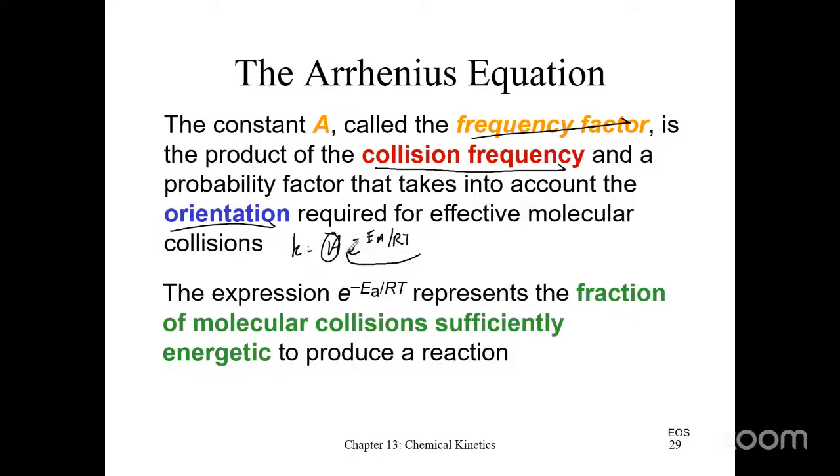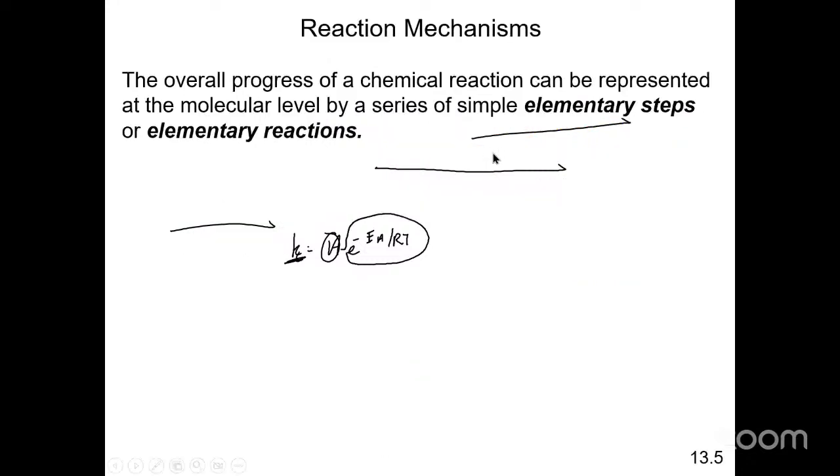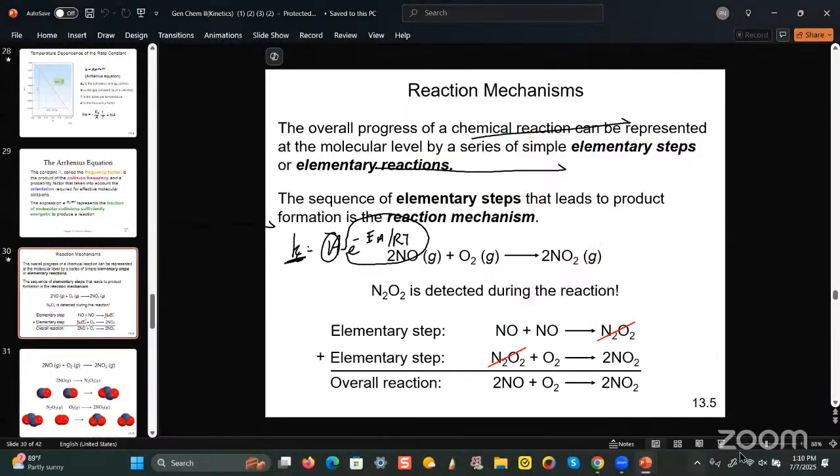The other part of this equation shows you the fraction of molecules that have sufficient energy to produce a reaction. Those are the two parts that come together to give you your rate constant. The A part reflects the collision frequency and the orientation being correct, and the other part gives you the fraction of molecules that collide successfully to form products.